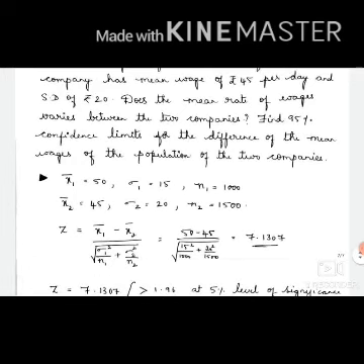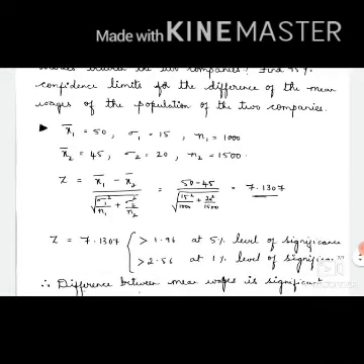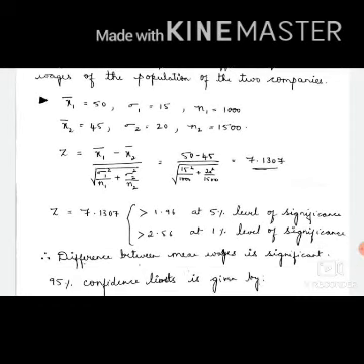Therefore we have x1 bar minus x2 bar divided by the root of sigma 1 square by n1 plus sigma 2 square by n2. Substituting the values, we get the Z score as 7.13. We see that the Z score falls in the critical region for both cases, at the 5% level and the 1% level. Therefore we reject the hypothesis and we say that there is a difference between the mean wages.